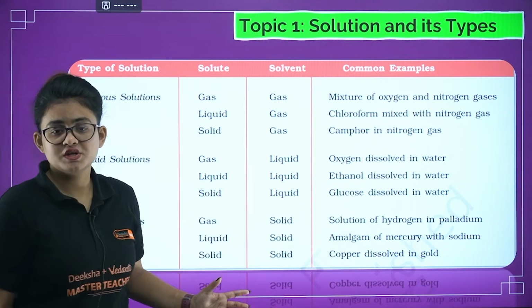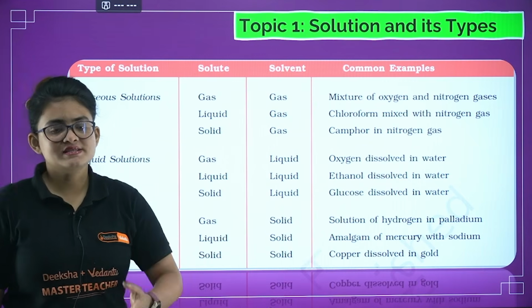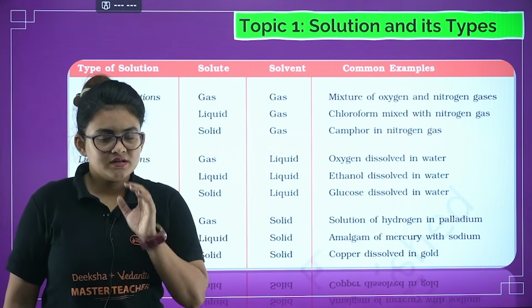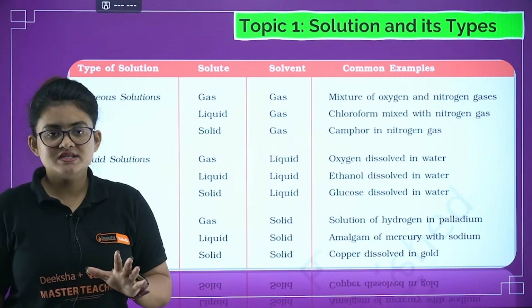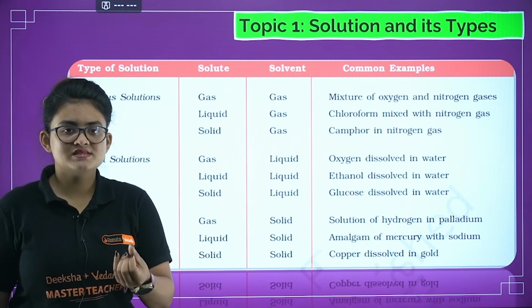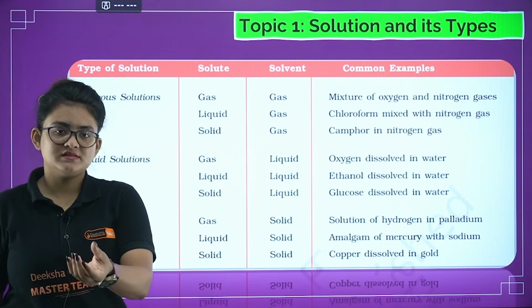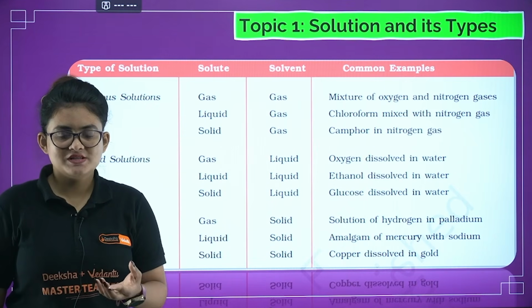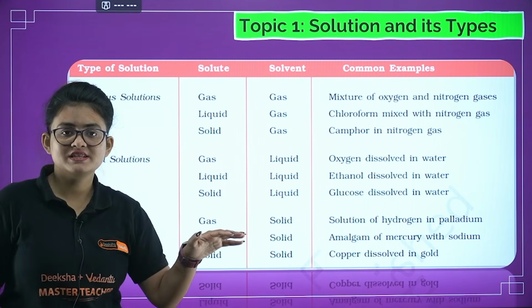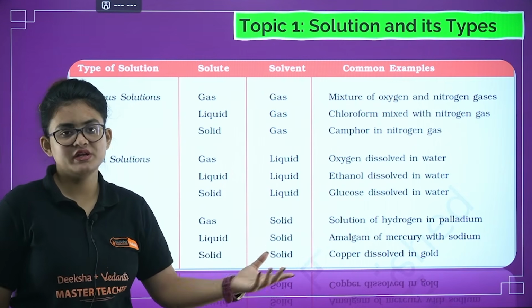Okay, next we can proceed with liquid in solid. So that is an example of amalgam, like mercury. In normal temperature, mercury is liquid, right? So let's say mercury is making some amalgam with sodium, right? So it's a combination of liquid and solid, because mercury in general is liquid, and solid sodium we are taking.